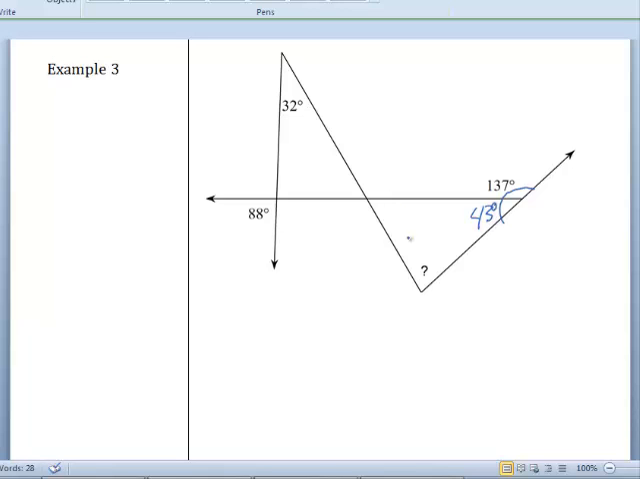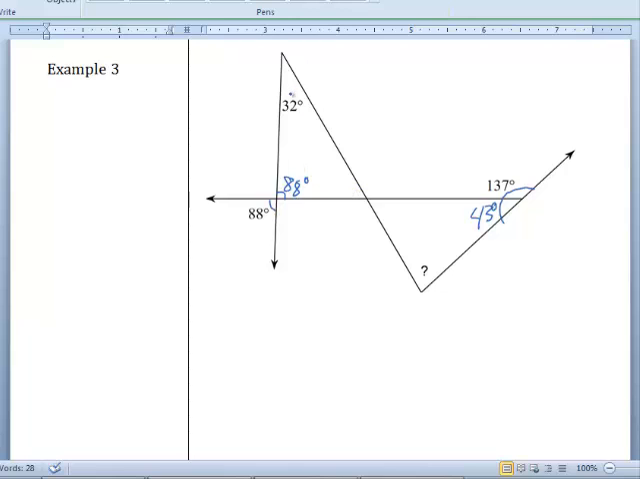Not yet. I first need to know this angle right here because I know that all three angles of a triangle equal 180 degrees. So I've got to come over here. I've got 32. I can't do anything with that one, but I can do something with the 88 degrees. 88 degrees and this angle right here are vertical angles. They're congruent to each other. So therefore this one is 88 degrees. Now that I have two angles inside of a triangle, I can find the third because I know all three add up to 180 degrees.